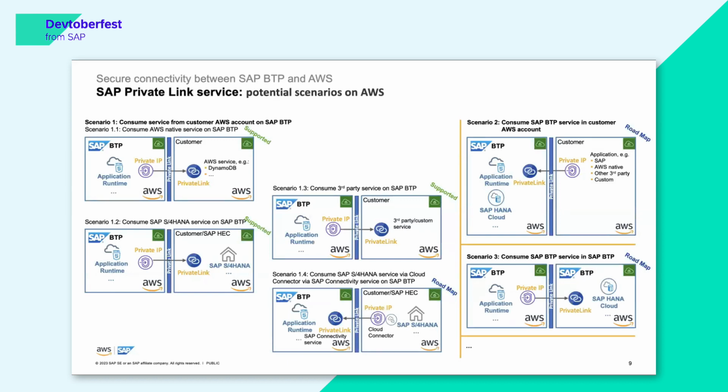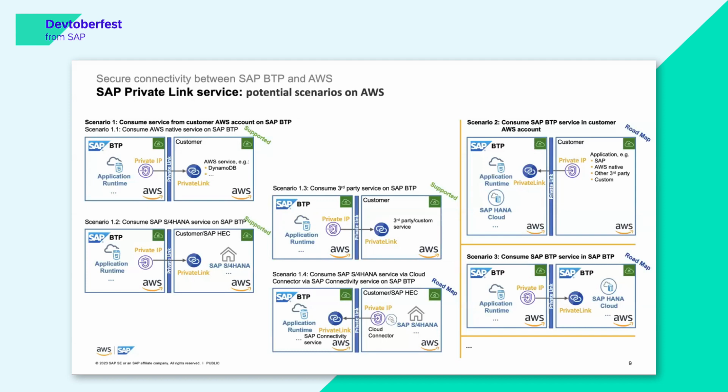Let's just quickly run through some possible scenarios on AWS. Here we can see a number of supported scenarios and scenarios which are on the roadmap. First, we start with consuming an AWS service from an AWS customer account within BTP. And then we can see consumption of an S4 service in the customer account by SAP BTP. Thirdly, we can see a third-party service in the customer's AWS account. And finally, we see the consumption of an S4 service via Cloud Connector, which is on the future roadmap.